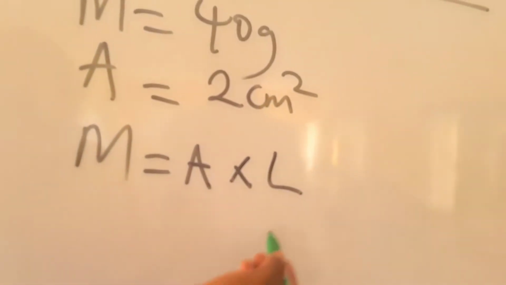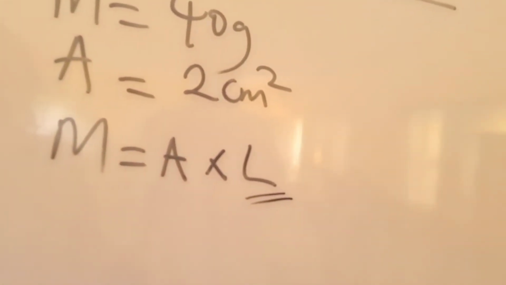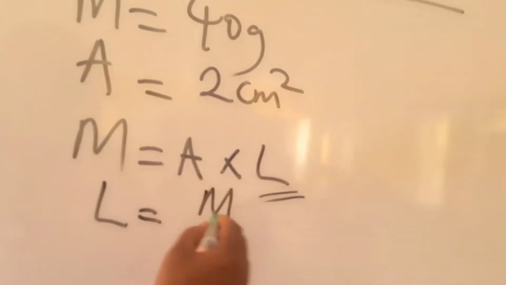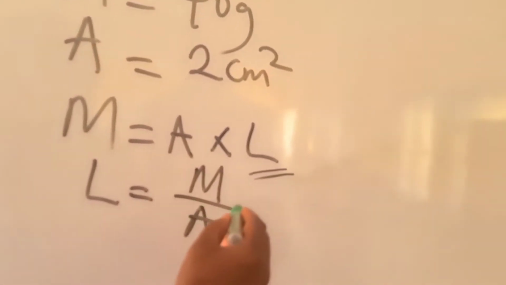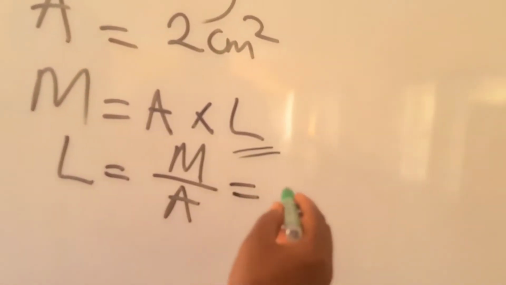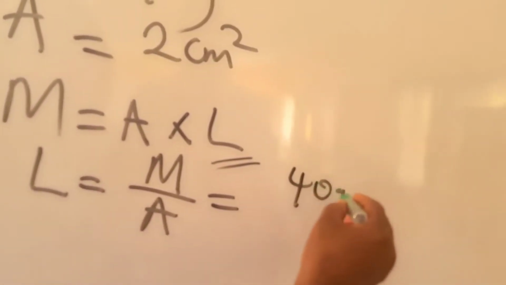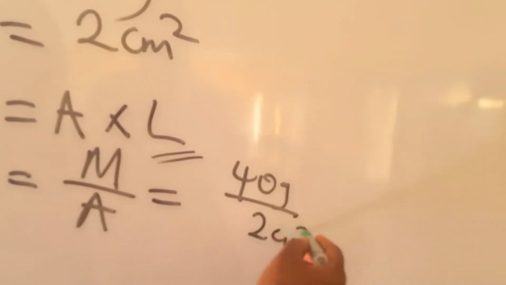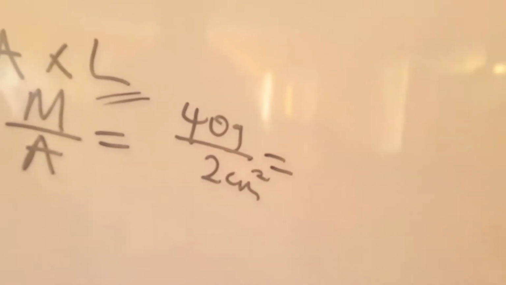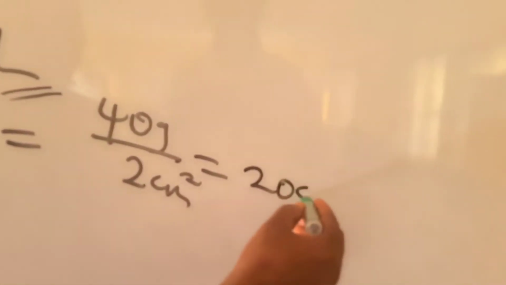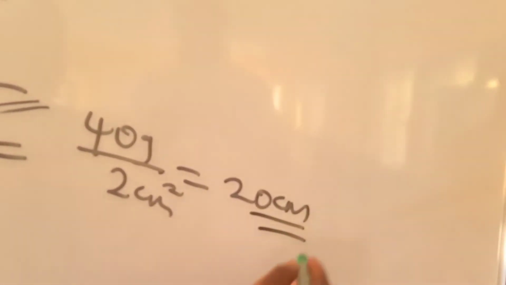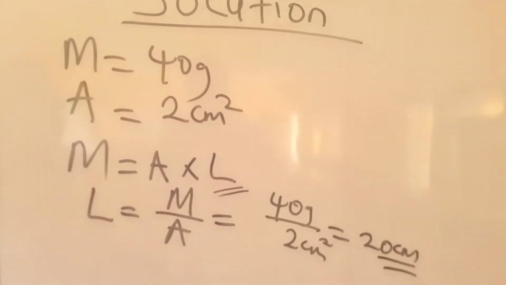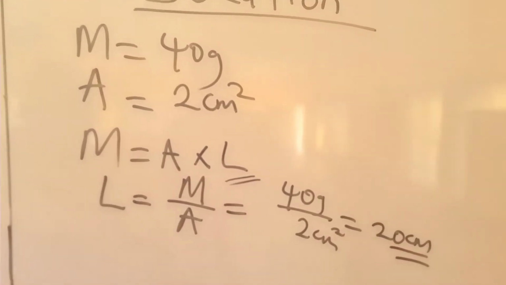And from here, we are looking for the length, and the length is now equal to mass all over the cross-sectional area, which is equal to, mass is 40 grams, all over A, which is 2 cm², and this will give us 20 cm. That is our answer. So the correct option here is option C.